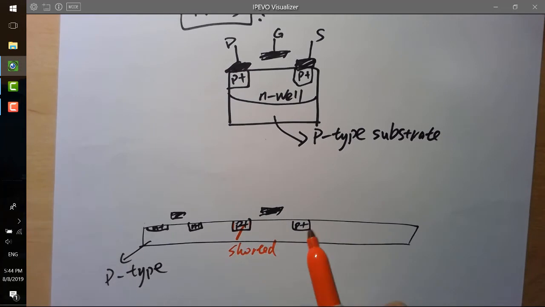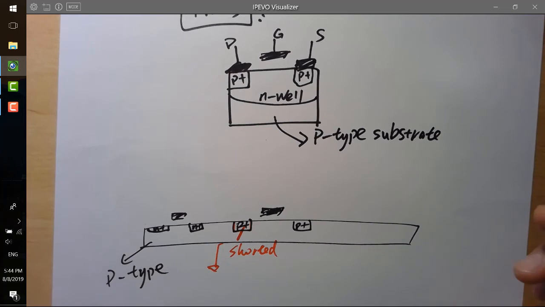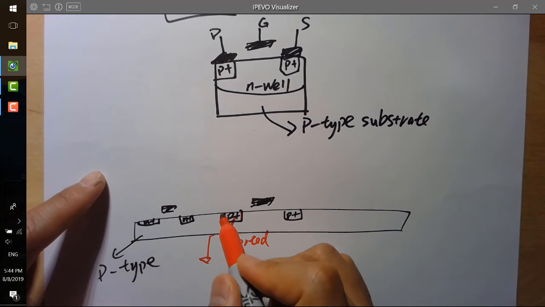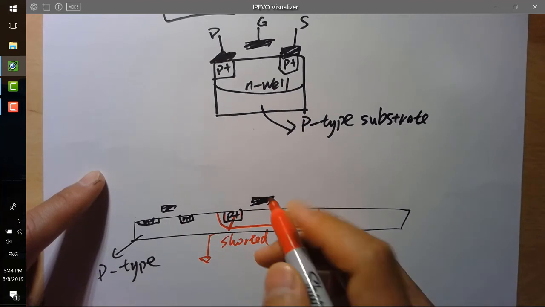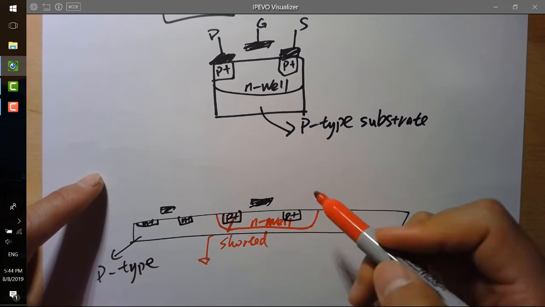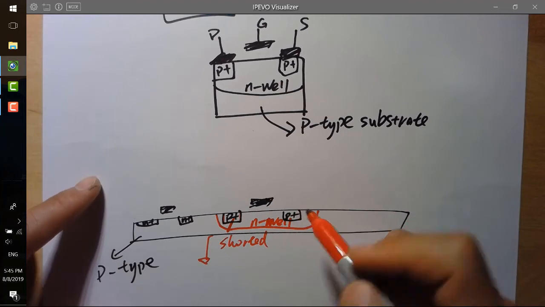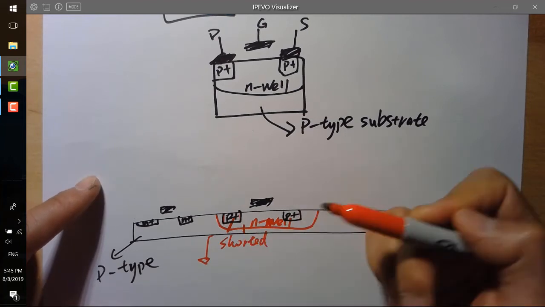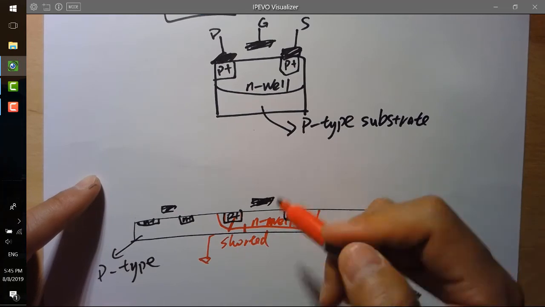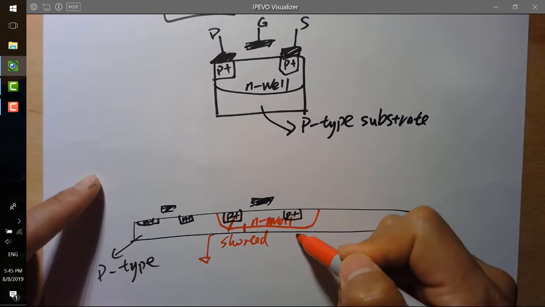So all the currents will be shorted to the ground, which is really bad, right? You don't want that to happen. So the PMOS won't work properly. So what people did is people make an N-type well to accommodate all these P-type terminals in the PMOS. So you form a, here it's a different material, so they won't get shorted anymore because you have an N well here to insulate the P-type terminal to the P-type substrate.